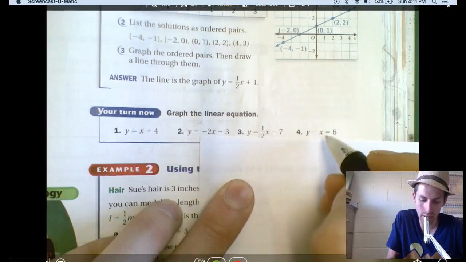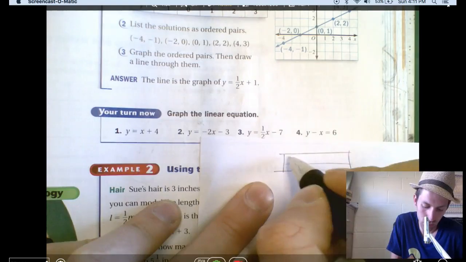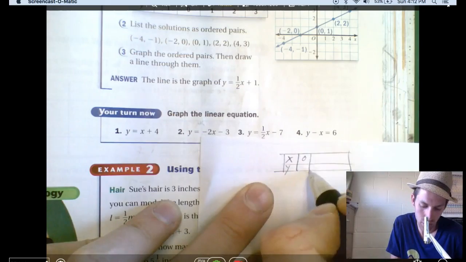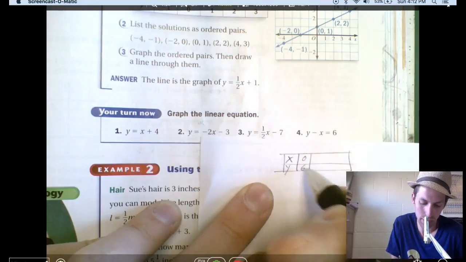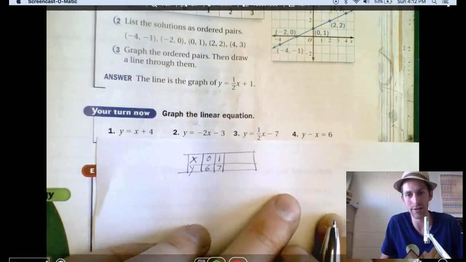This is not solved for y, is it? So we would have to solve it for y first. Well, you don't have to. I mean, I could just say, let's see here. If x is 0, y minus 0 is still just y, so y would be 6. And if x was 1, y minus 1, and then I have to add 1 to both sides, so y would be 7. But the easiest way, guys, is to just solve it real quick for y.